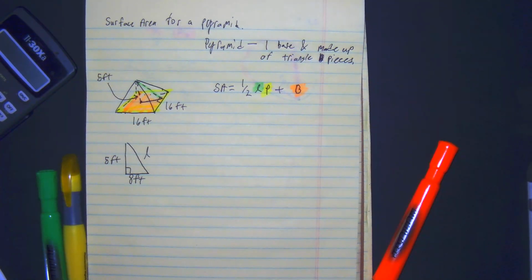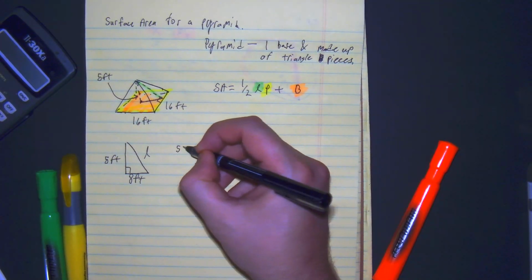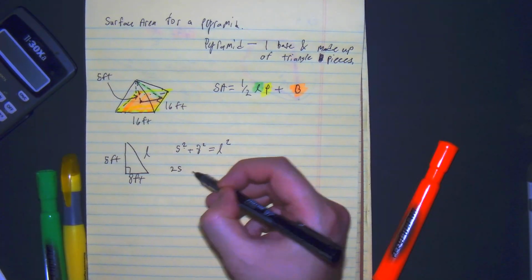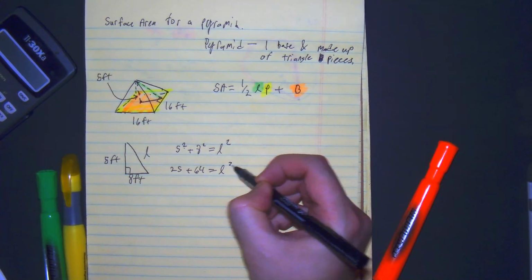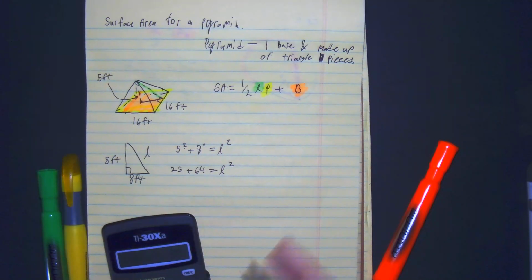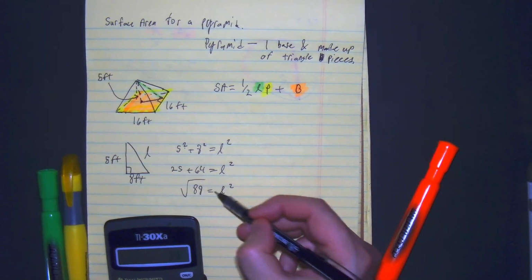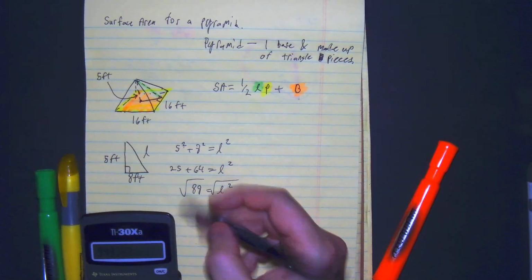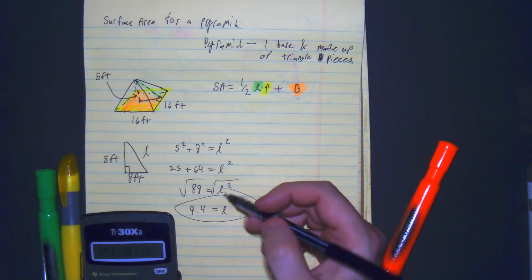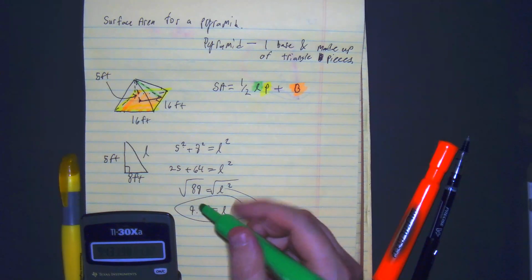So right here, this would be 5 squared, I'm just going to skip the units, plus 8 squared equals slant height squared. 25 plus 64 equals the slant height squared. 25 plus 64 gets you 89, and we'll just get this decimal, it doesn't matter. Square root it, and we'll get 9.4, just do 9.4 here, equals the slant height. So 9.4 feet.